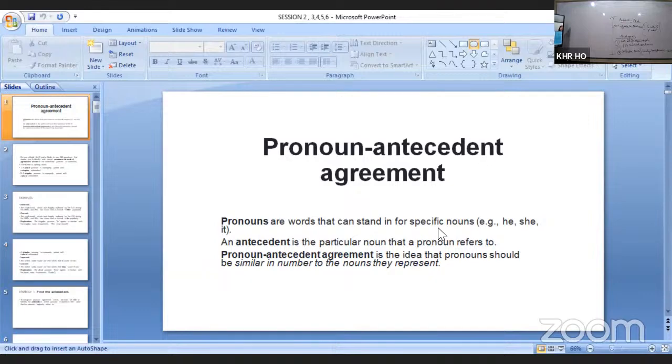What is an antecedent? Anyone? Saiba, Raina, Khadija. You have to focus basically on a particular noun that a pronoun is referring to. So this is what it is all about. The pronoun should be similar in number to the noun it represents. So what is number? Singular, plural. Okay, so this is the first thing.